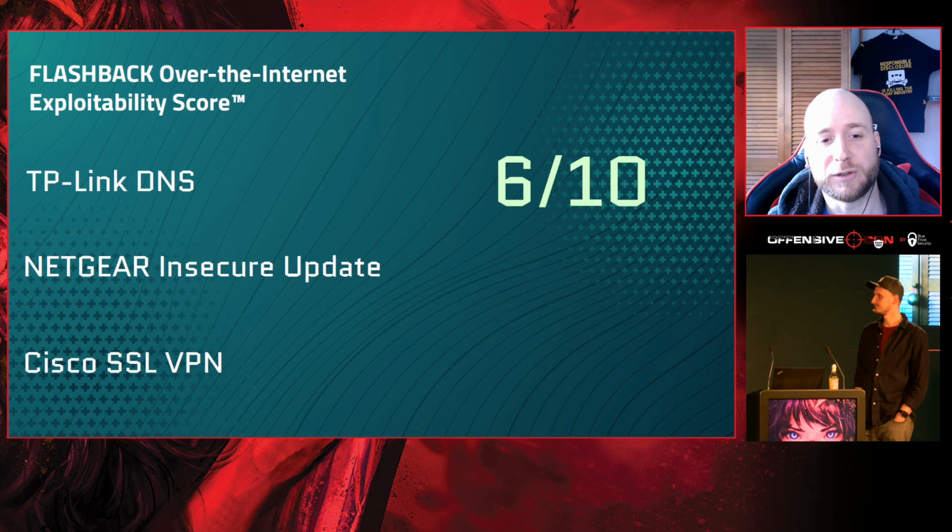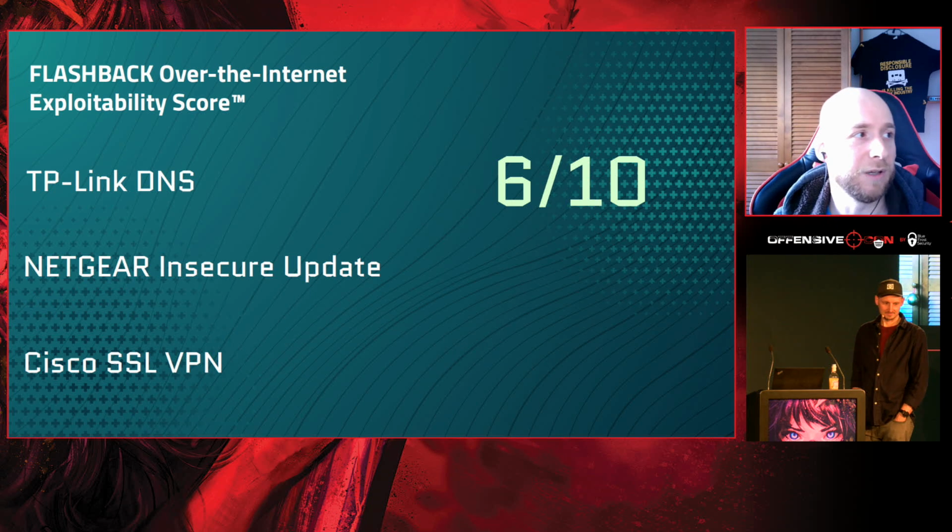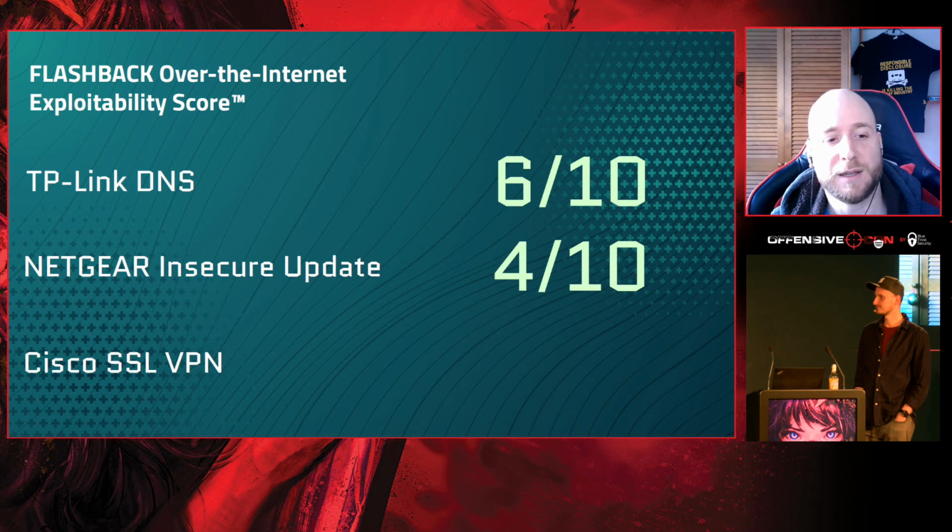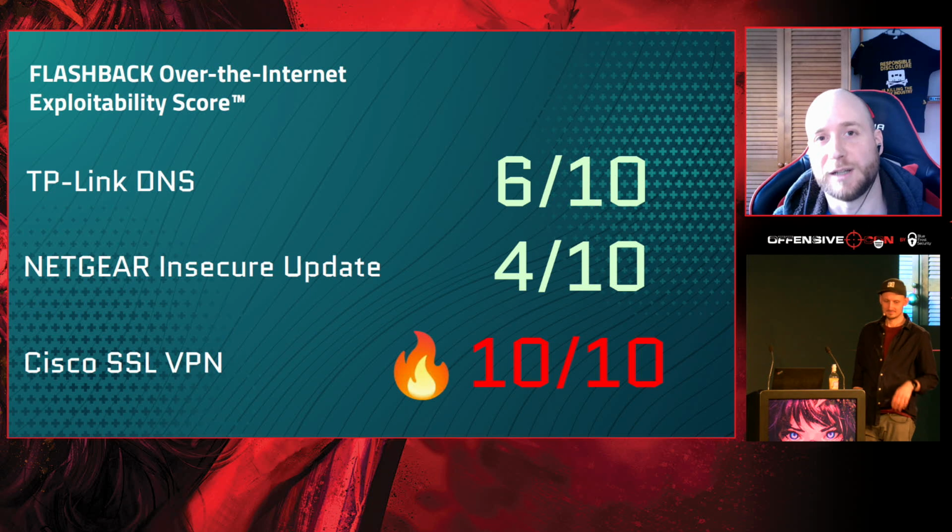Then we got our insecure update. This one is a bit more tricky. You need to have control of DNS or DNS cache poisoning. So we give it a 4 out of 10. And finally, our SSL VPN, which is a very simple but very nice exploit, and no conditions. So definitely a 10 out of 10 here.